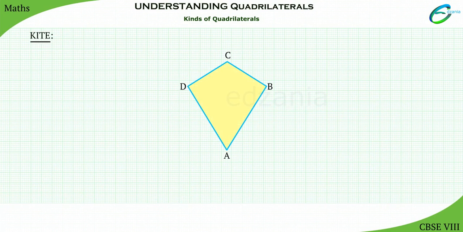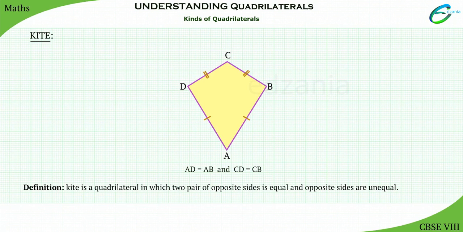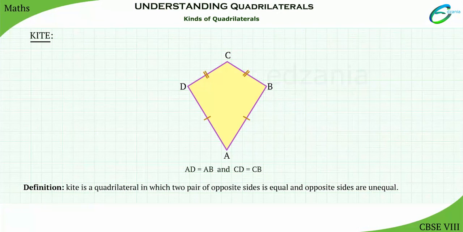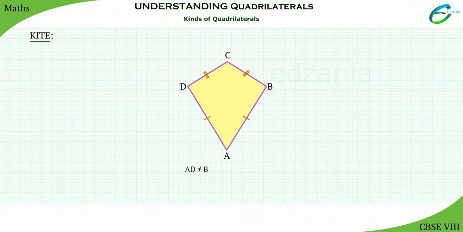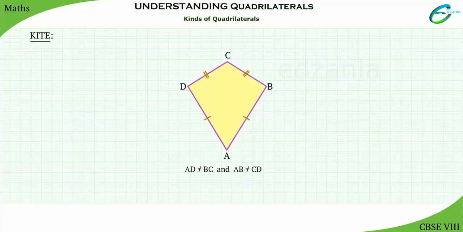Kite and its properties. ABCD is a quadrilateral. In this, AD is equal to AB and CD is equal to CB. Two pairs of adjacent sides are equal and the opposite sides CD and AB are not equal. In a kite, the opposite sides are not equal. So AD is not equal to BC and AB is not equal to CD.